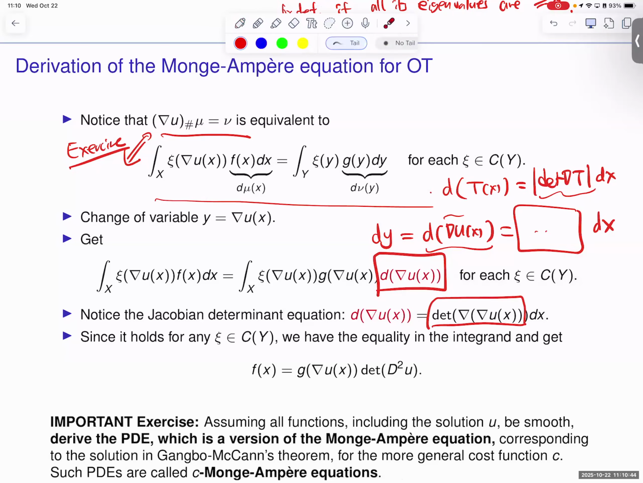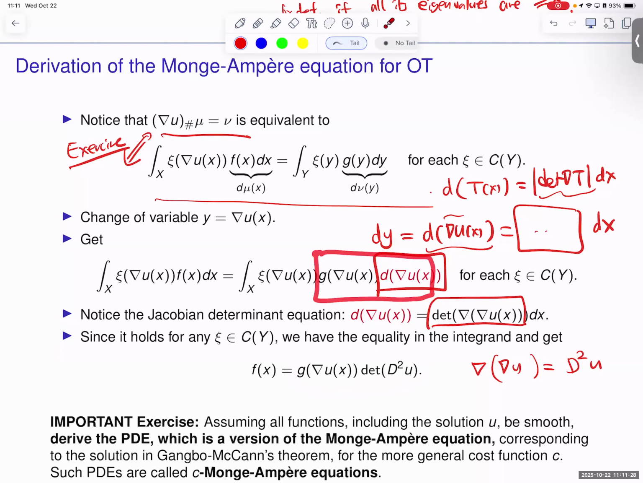Okay, so this is the Jacobian determinant. The left-hand side is equal to this, because we replace y with gradient u, a change of variable. Then you have gradient u of x, and the determinant of the derivative of the gradient of u. The derivative of gradient u is nothing but the Hessian, the second derivative. So that's why the Jacobian determinant of gradient u is nothing but the determinant of the Hessian of u. So this expression is here.